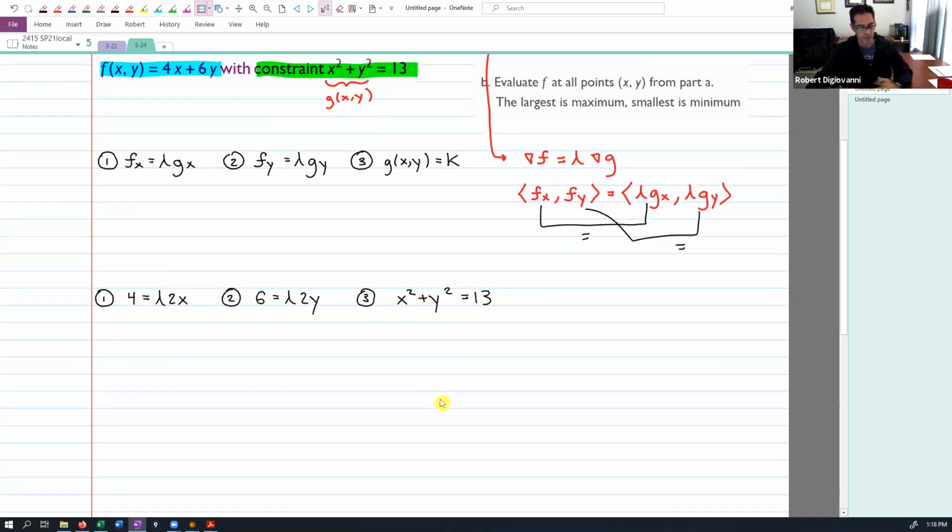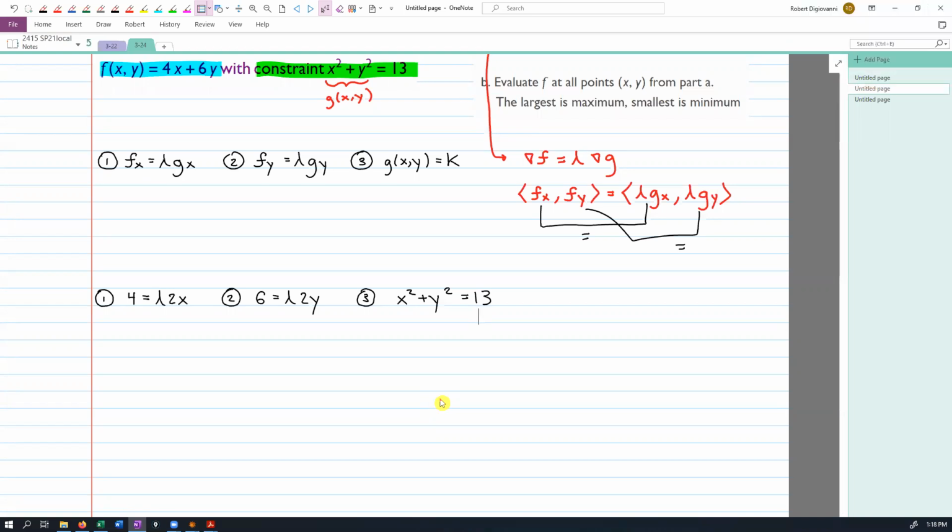All right, let's see if we can figure out how to do this. Any ideas on the algebra here? For equations 1 and 2, we could solve for lambda first. We could take both equation 1 and 2 and solve them both for lambda. If we do that, then we could set them equal to one another, couldn't we? Okay, that's worth a shot.